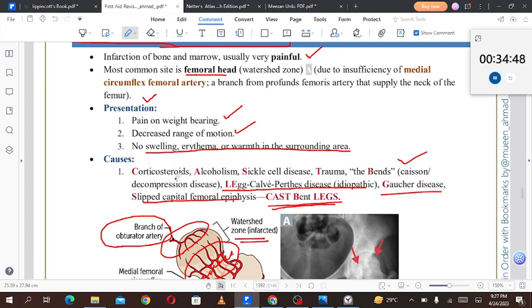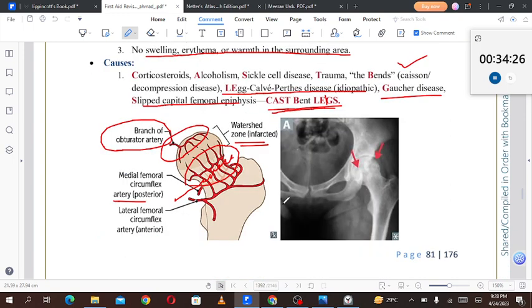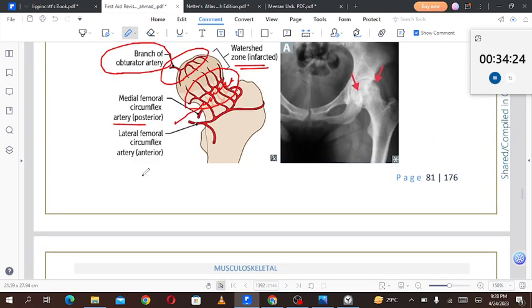The bends, which are Caisson or decompression disease, occur when a deep sea diver ascends very rapidly towards sea level, so we can develop Caisson disease. Then we have Legg-Calvé-Perthes, LCP disease, that is idiopathic. We're done with LE. Then G is for Gaucher disease, and S is for slipped capital femoral epiphysis. So we have the lateral femoral circumflex, which is supplying anteriorly, while the medial femoral circumflex is supplying posteriorly.